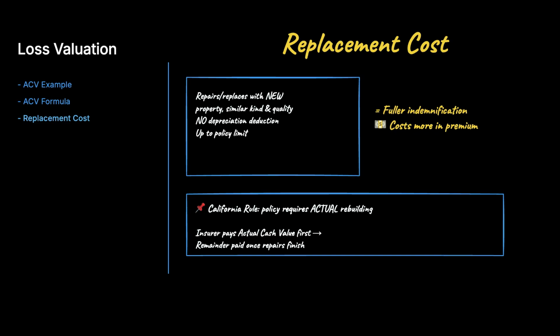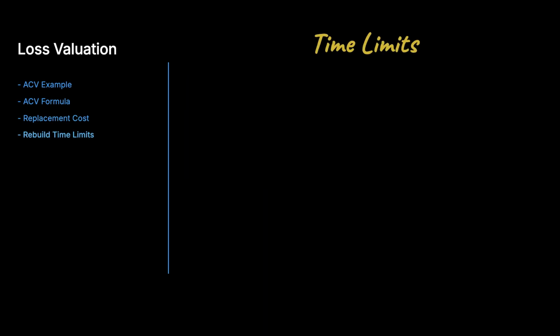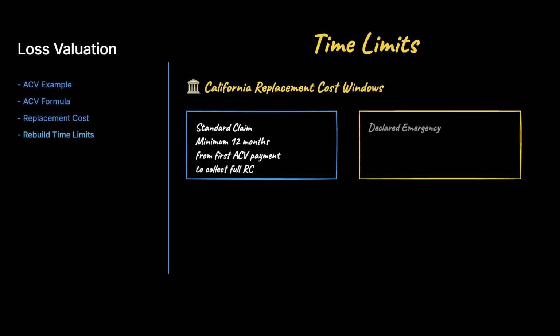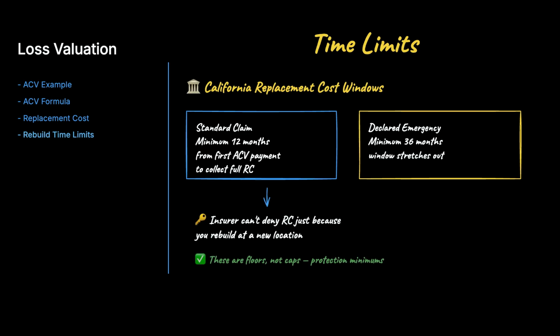In California, when a policy requires you to actually rebuild, the insurer pays actual cash value first, then the rest once repairs finish. California protects you with testable time limits. An insurer can't force you to collect full replacement cost in under 12 months from the first actual cash value payment. When the loss ties to a declared state of emergency, that window stretches to no less than 36 months. California also can't deny replacement cost just for rebuilding at a new location.